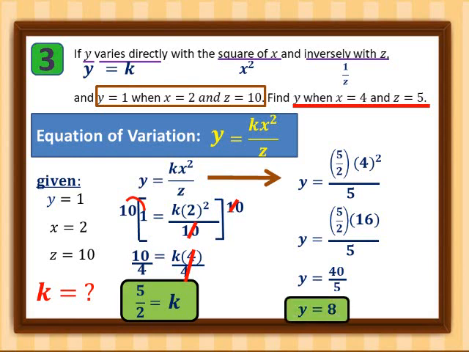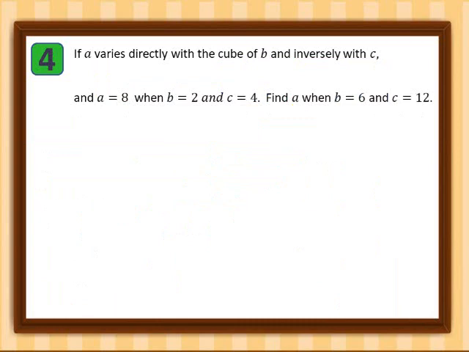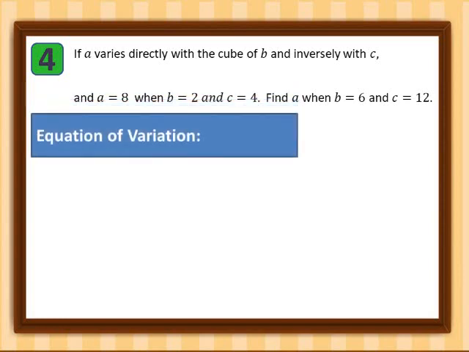Okay, now let's have the fourth example. If A varies directly with the cube of B and inversely with C, and A is equal to 8 when B is equal to 2 and C is equal to 4, find A when B is equal to 6 and C is equal to 2. Again, we will have the equation of variation. So A varies directly with the cube of B and inversely with C. So A is equal to kB cubed over C.